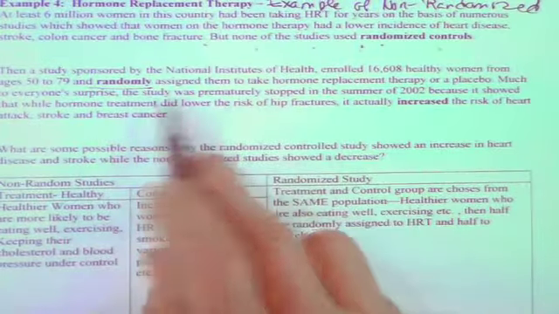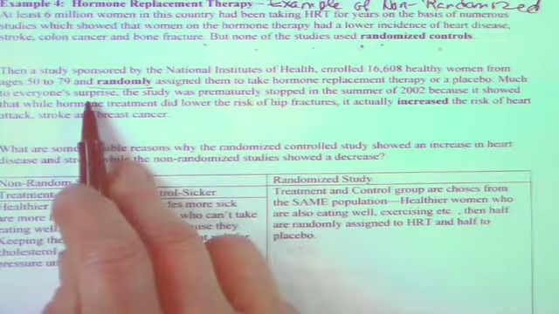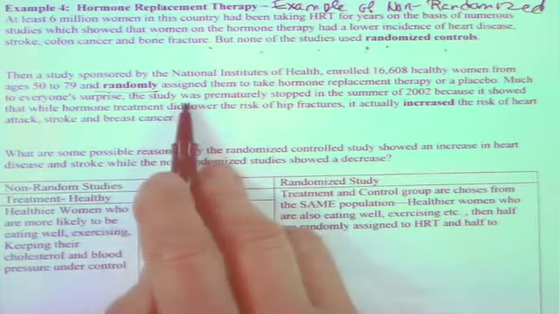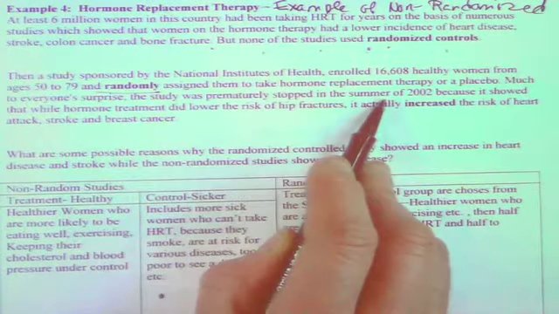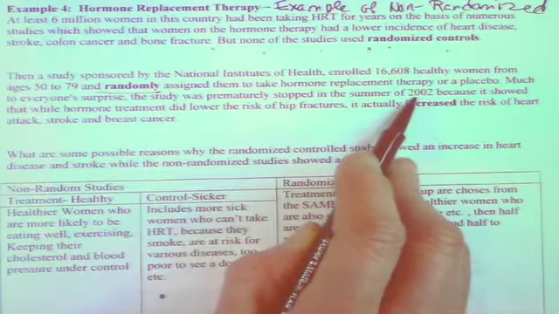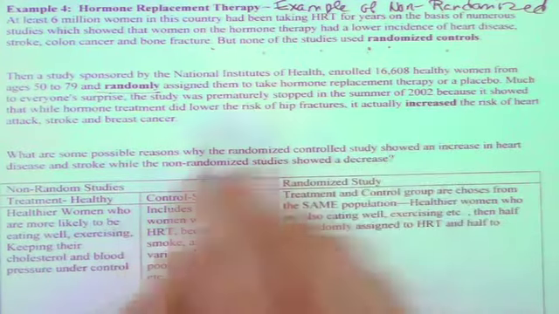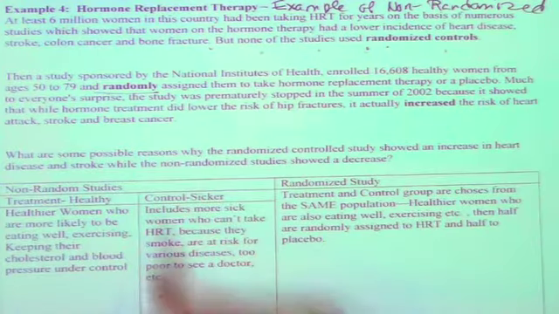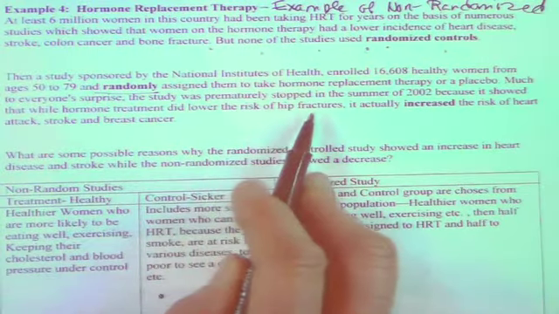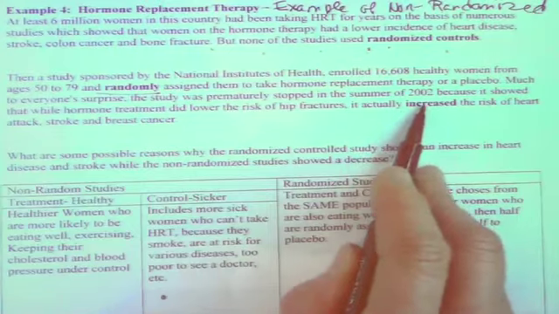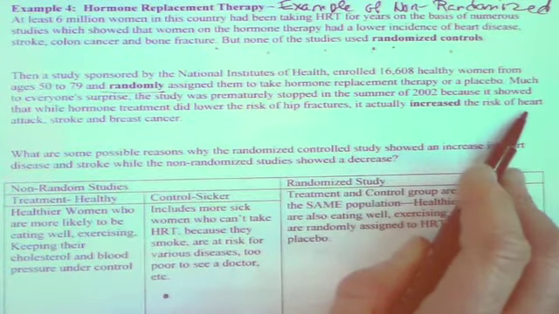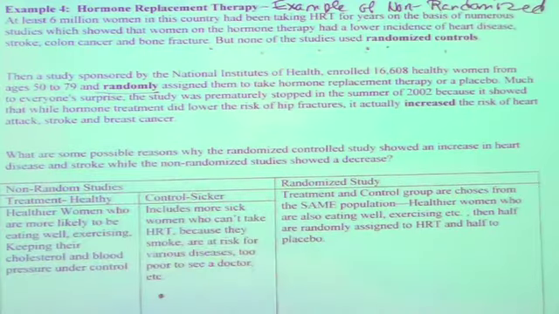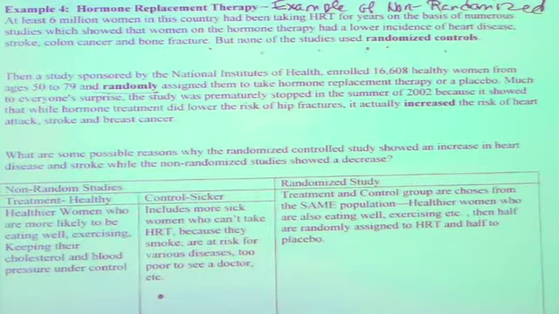Okay. And then, much to everyone's surprise, myself included, the study was prematurely stopped in the summer of 2002. Why? Because it showed that the risks outweighed the benefits. While it did lower the risk of hip fractures, it actually increased the risk of heart disease, heart attacks, stroke, and most of all, breast cancer. It really did. So it had to be stopped.